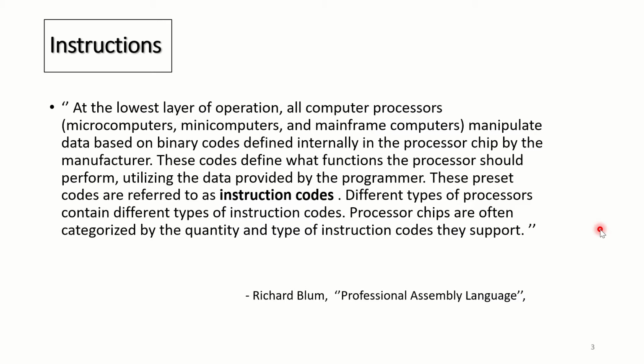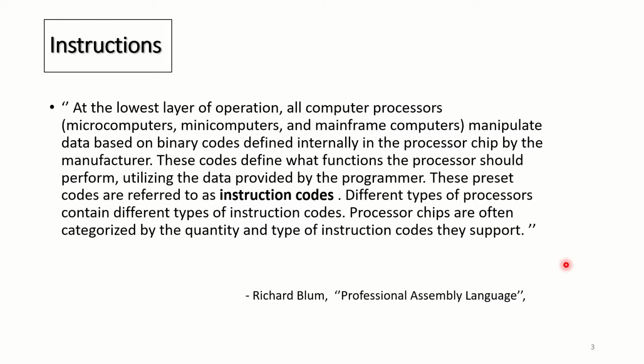Different types of processors contain different types of instruction codes. Processor chips are often categorized by the quantity and type of instruction codes they support. This is a very brief explanation for instructions. We can add smartphones or microcontrollers processors to this definition as well.